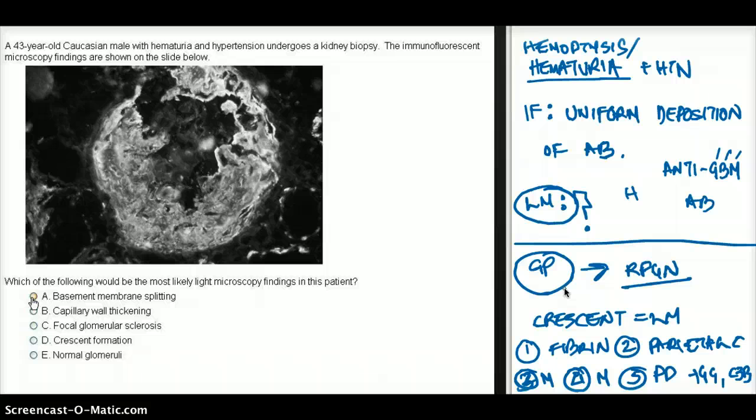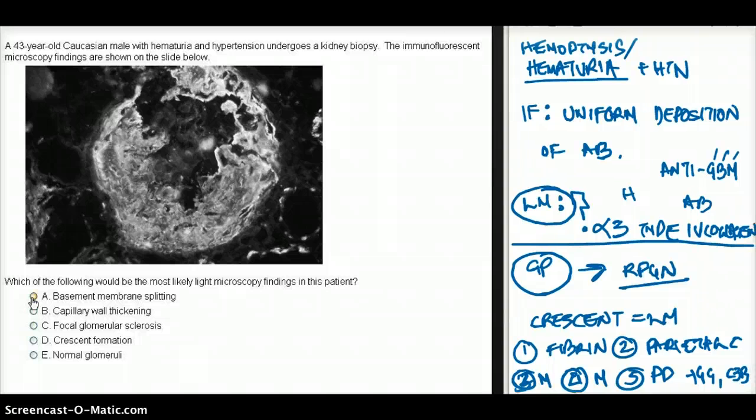They attack the type 4 collagen. They attack the alpha 3 chain of type 4 collagen of the basement membrane. Kind of important to remember. What kind of hypersensitivity is Goodpasture? Goodpasture is actually type 2 hypersensitivity, okay? And so that's about Goodpasture.